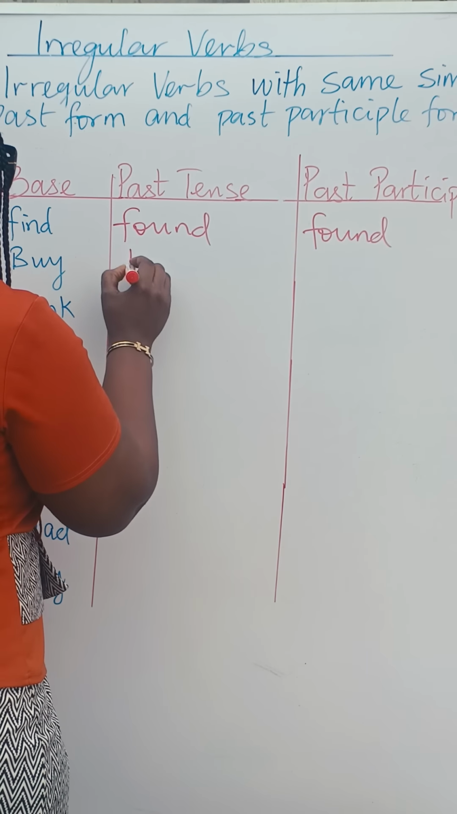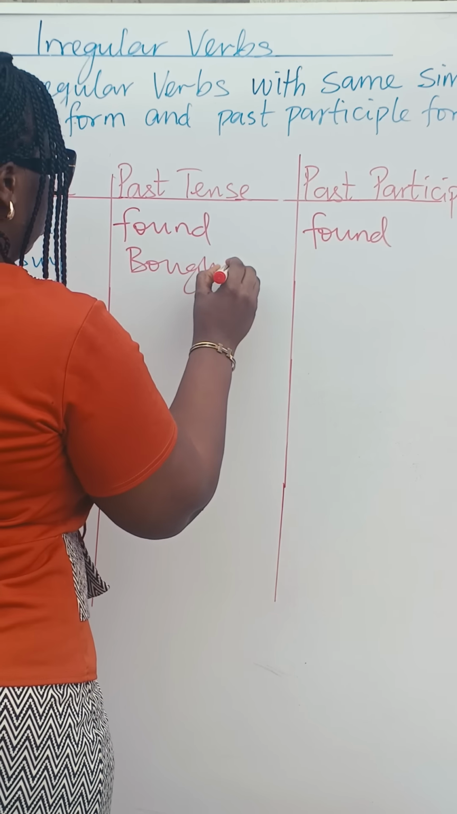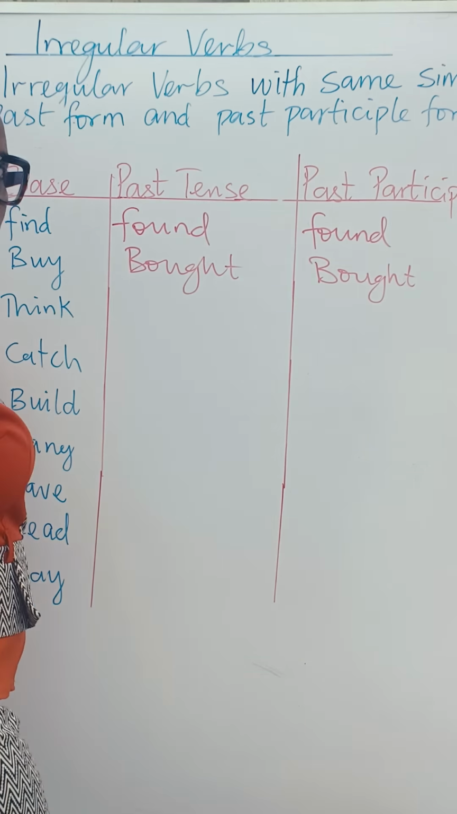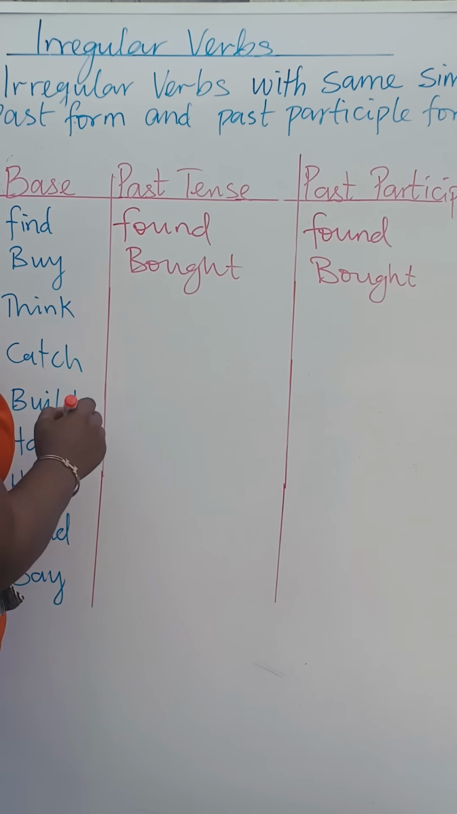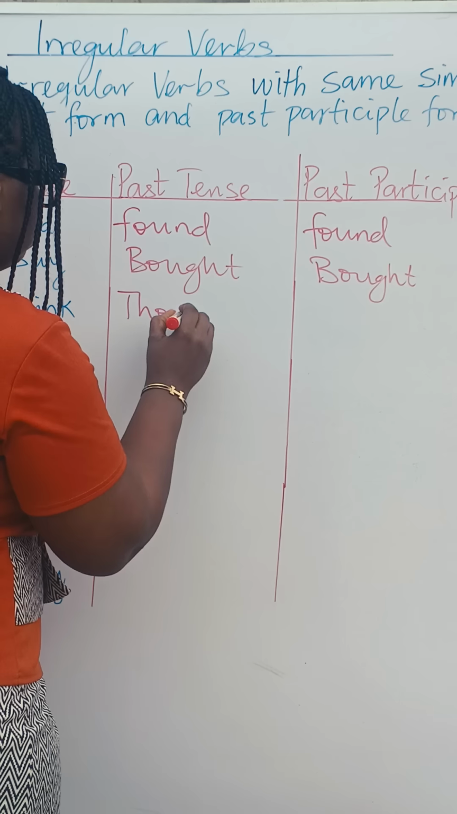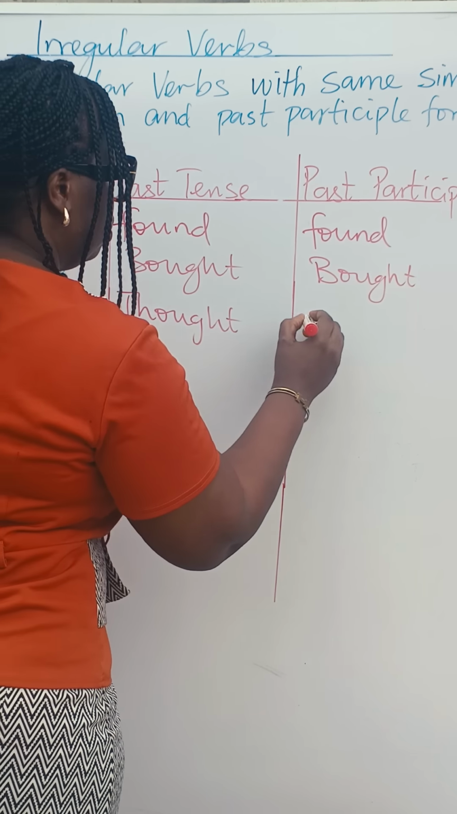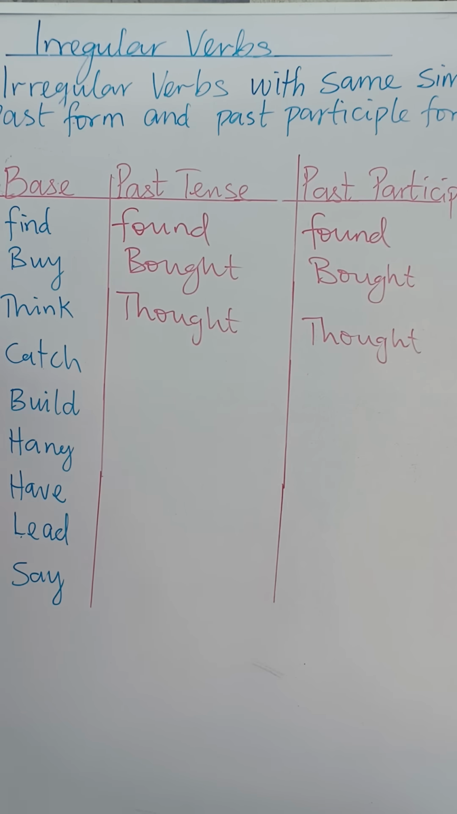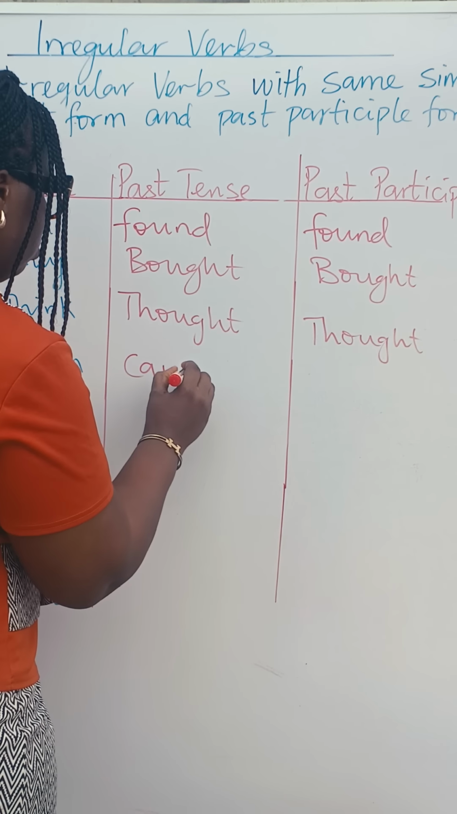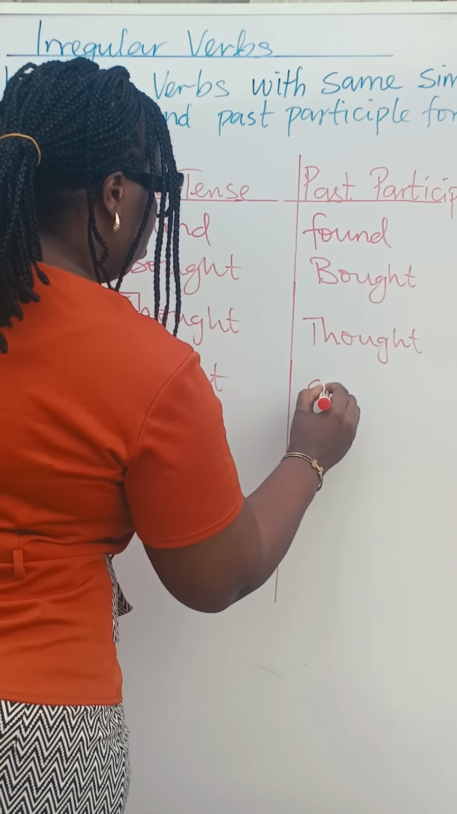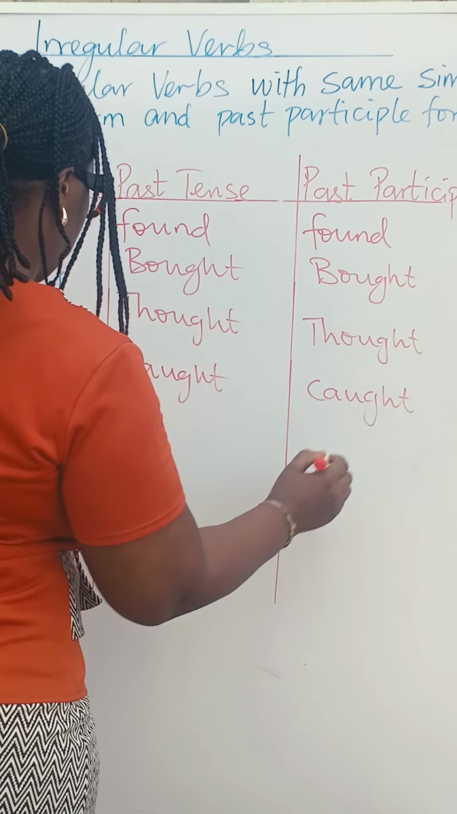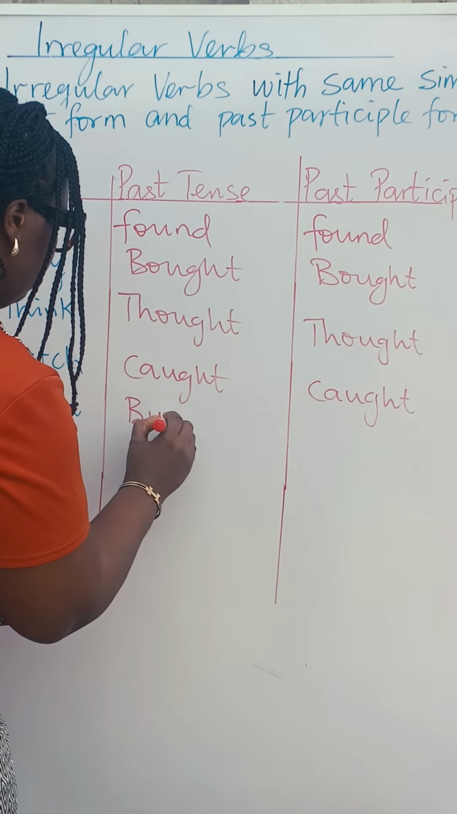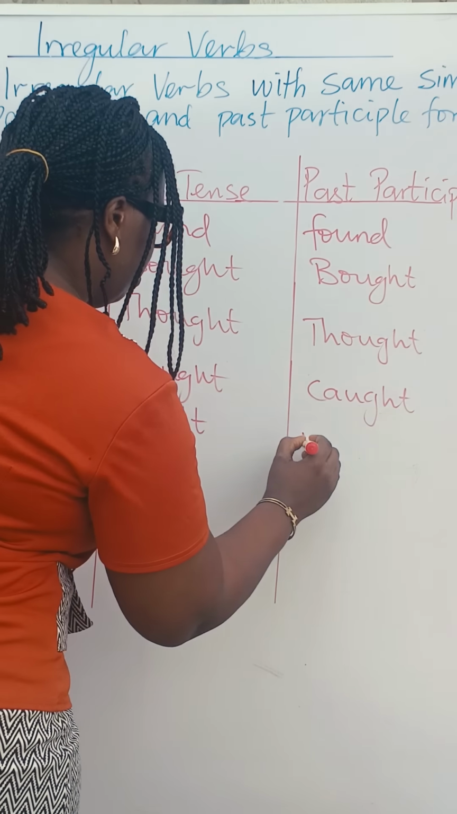Buy is bought. And the past participle is also bought. The third one is teach, is taught. And it's also taught here. Catch is caught. The fifth one is build, built. Built.